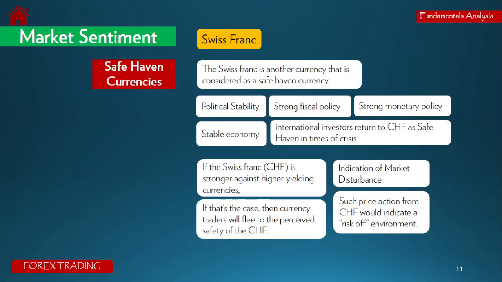The other safe haven currency is the Swiss franc. The Swiss franc is another currency that is considered a safe haven currency. This is mainly because of the political stability, strong fiscal policy, strong monetary policy, and stable economy of Switzerland, and international investors return to CHF as a safe haven in times of crisis. So if the Swiss franc is stronger against high yielding currencies, it is an indication of market disturbance, that something is going differently in the market. And if that's the case, then currency traders will flee to the perceived safety of CHF, and such price action from CHF would indicate a risk off environment.